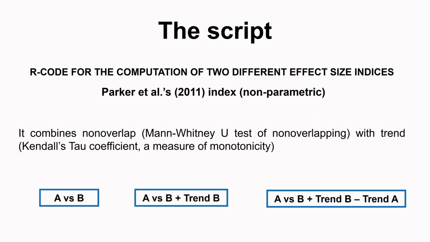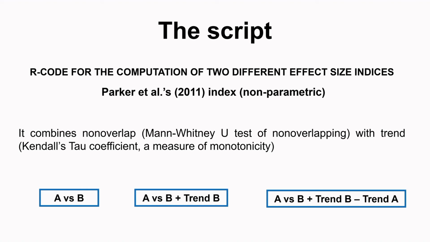Parametric statistics can be applied only when data satisfy certain criteria. When these criteria are not met, we can use non-parametric methods. Here you can find the non-parametric solution that we included into the algorithm of the Behave application. It was elaborated by Parker and colleagues, and it combines non-overlap with trend.